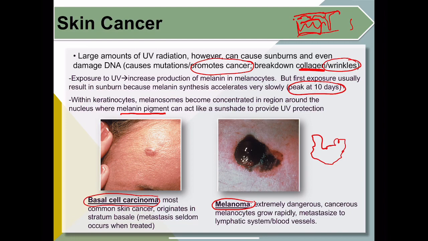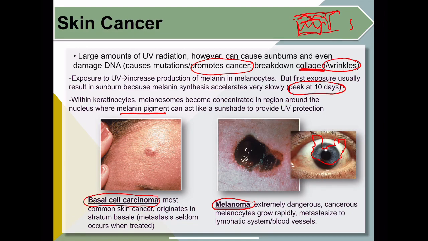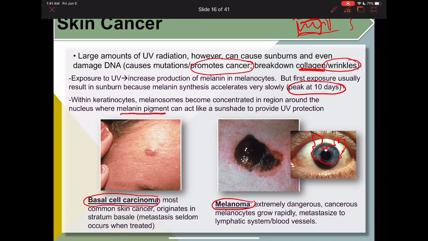Oh, I put that thing in front of the eye, so let me erase that. So this particular spot here is a melanoma that has developed within the iris of the eye, because technically speaking, wherever there are melanocytes, they can become melanoma.